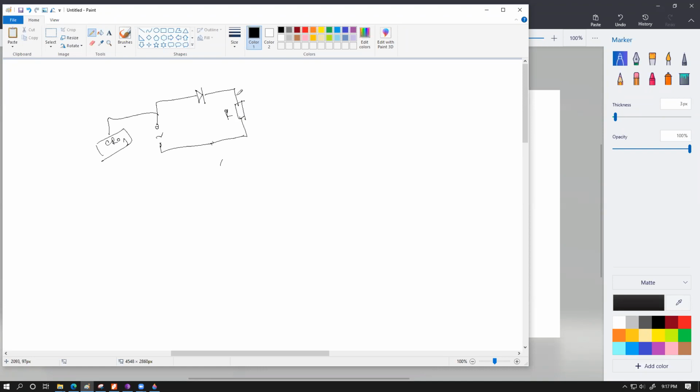Let's say here we have connected another CRO over here. Let's say this is CRO2. Both of the CROs are going to measure the voltage variation across this component over time. Let's say this is voltage versus time. Your CRO1 is going to give you a curve like this, because this is the AC supply. Your CRO2 is not going to give you the same curve.